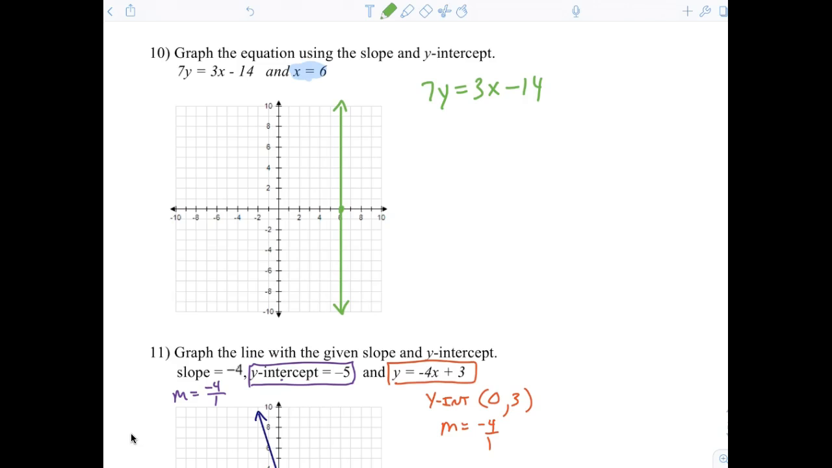So, what do I have to do first? Yes, ma'am. We have to divide everything by 7. Pat yourself on the back if you pay attention at least 50% of the time. So now, when you divide by 7, you don't have to keep writing divide by 7 anymore because you're smart. You're just going to say y equals 3/7 x minus 2. Because you're brilliant.